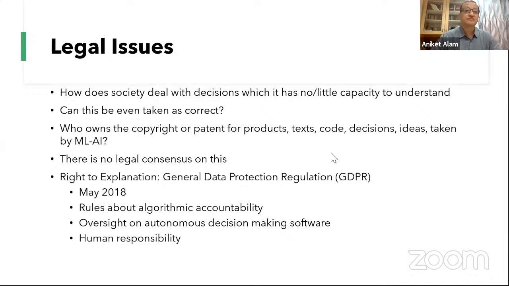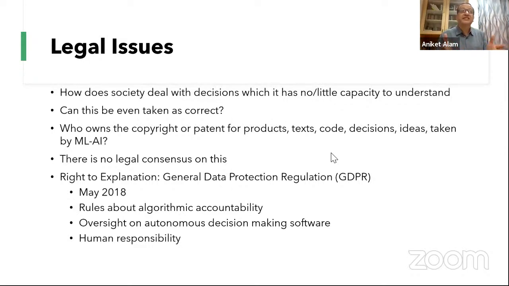There are legal issues, right? Who owns, for example, the intellectual property for products, for texts, for codes, for decisions? Who owns up to it? And as of now, there is actually no legal consensus globally, despite this huge legal and extra-legal architecture of the WTO, the WIPO, the UN bodies, the various other trade agreements, the various forms of patent laws and intellectual property laws that you have.